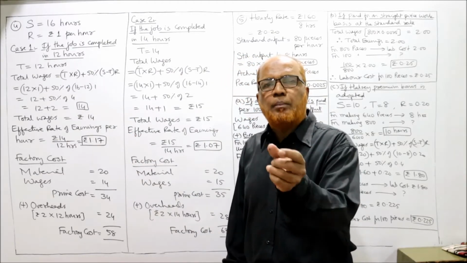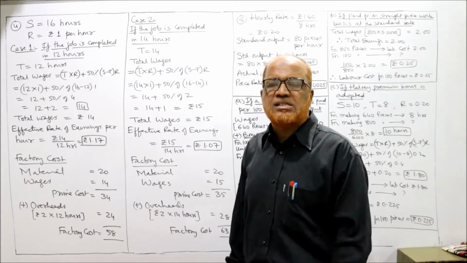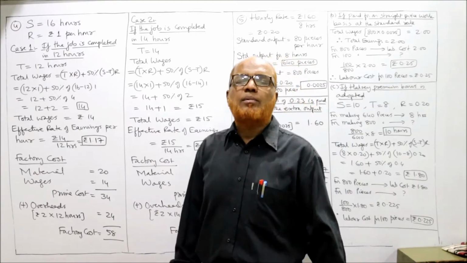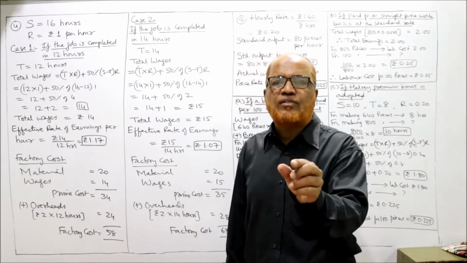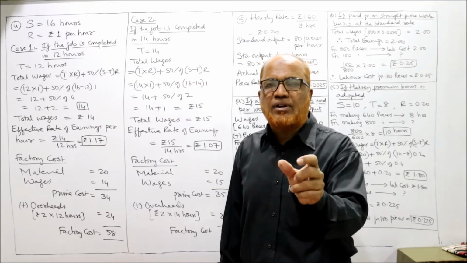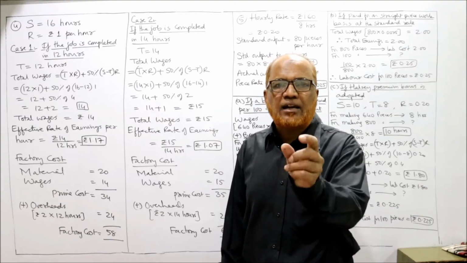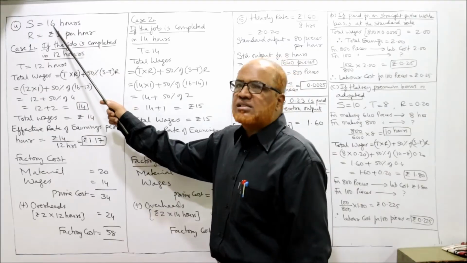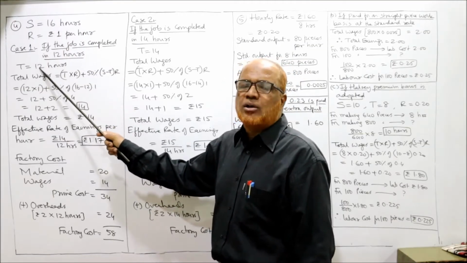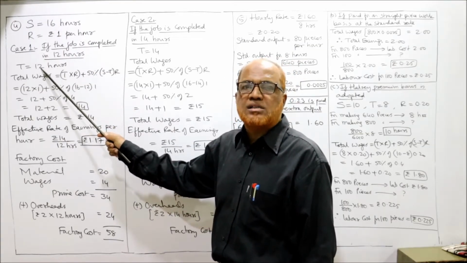Total wages is T into R plus 50% of (S minus T) into R, because it is given in the problem that wages are paid for the time worked plus 50% of time saved. Time saved means S minus T, standard time minus actual time. So instead of 16 hours, the worker has completed in 12 hours. How much time has he saved? 4 hours he has saved.